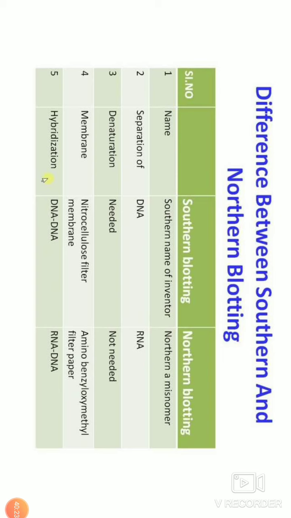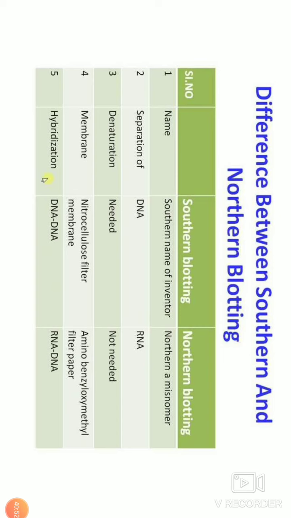When you run gel electrophoresis of genomic DNA digested with restriction enzymes, it is incubated with a low concentration of mineral acid, so that the DNA separates into single strands. Then it is transferred onto the blot. That is what is mentioned here. Denaturation is required for southern blotting, but for northern blotting denaturation is not required.